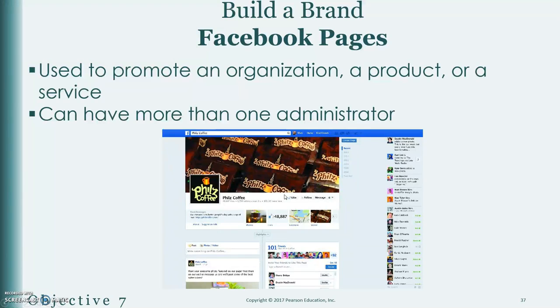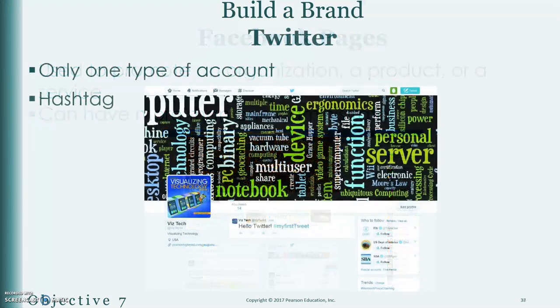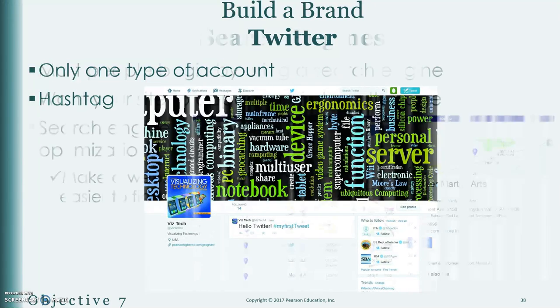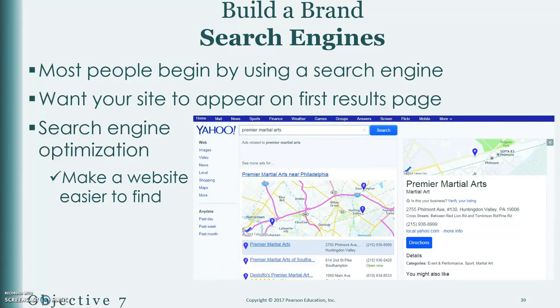What else do we have? Twitter. You can make a Twitter account for your business. You don't have to have a personal Twitter in order to do that. And then search engines. The way most people find you in the beginning is to use a search engine. So include tags, include things that'll bump you up in the search results, and it should be great for your business.